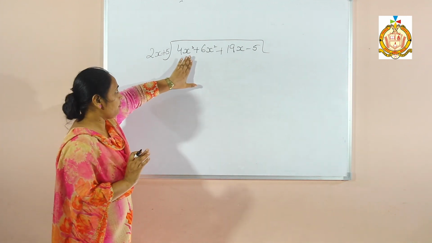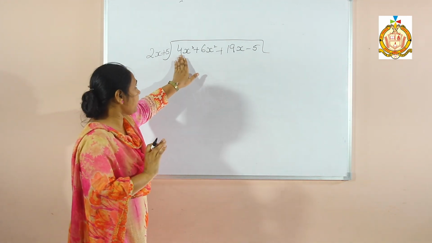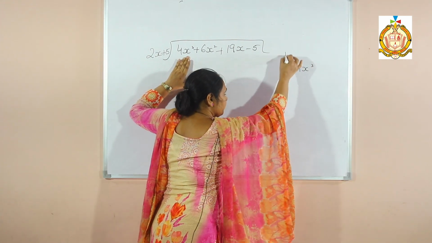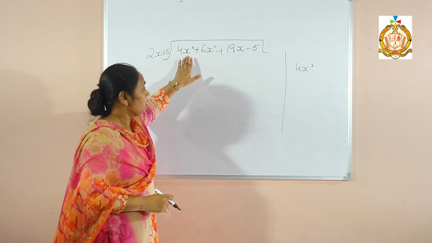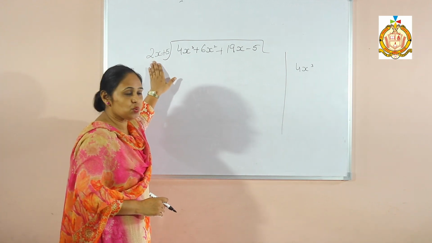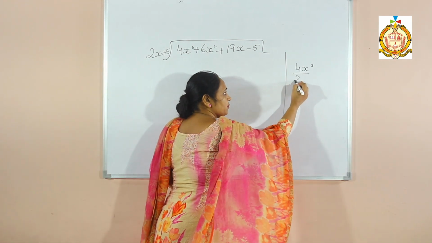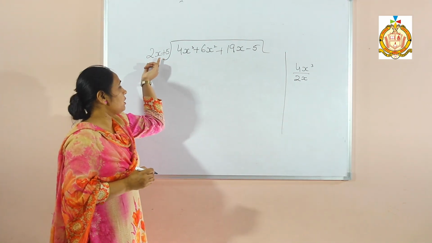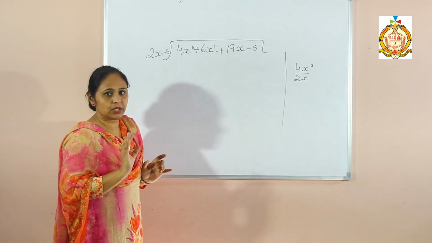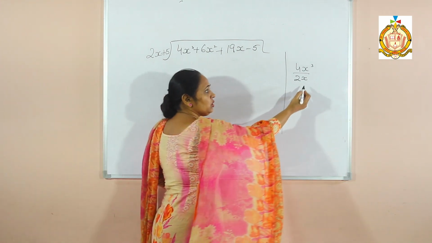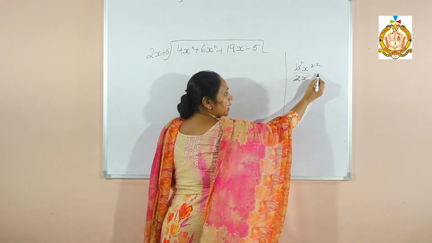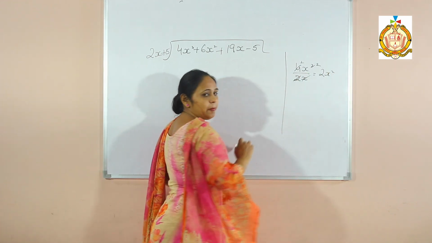What to do? First value inside, that is 4x cube. I will write it in rough. Then first value outside, that is 2x, I will take it. That means first term of inside, first term of outside. I have to take a separate division. Now x will be cancelled, there will be only 2, there is also 2. The left is 2x square.